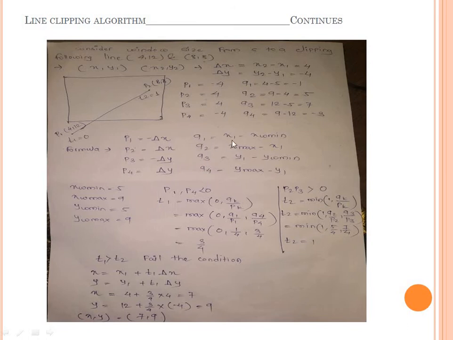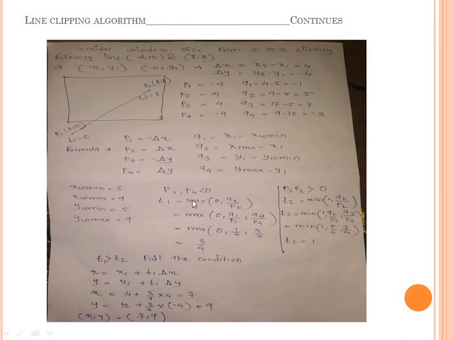That is, Q1 is equal to x1 minus xw minimum, Q2 is equal to xw maximum minus x1, Q3 is equal to y1 minus yw minimum, and Q4 is equal to yw maximum minus y1, and we get Q1 is equal to minus 1, Q2 is equal to 5, Q3 is equal to 7 and Q4 is equal to minus 3.